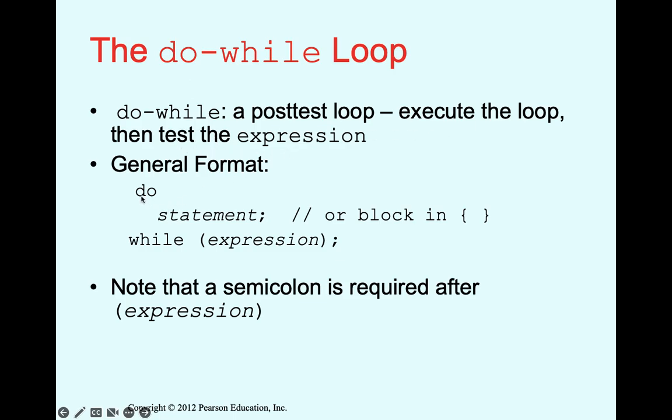So how is it written? We write do. If it's one statement, we don't write brackets, but if it's more, we write do with brackets. And at the end of the block, we write while, the expression, and a semicolon. So here we have a semicolon. In the normal while, we don't have a semicolon, but with do while, you have to put a semicolon at the end of the while.